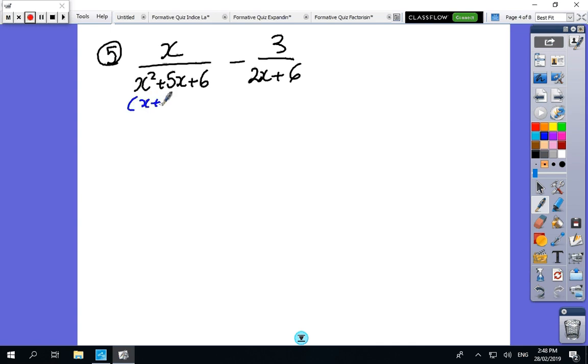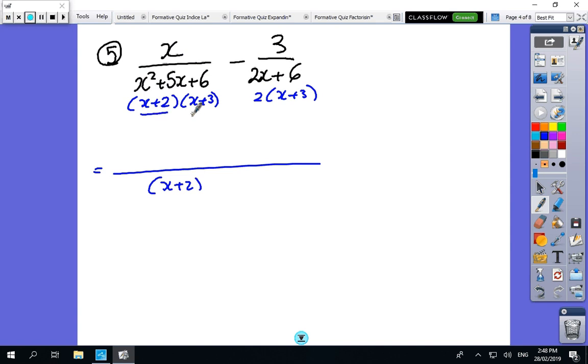Okay, so that's x plus 2, x plus 3, and that's 2 bracket x plus 3. So the lowest common denominator is you need x plus 2, x plus 3, which is common, and you also need that 2. Okay, so that's the common denominator.